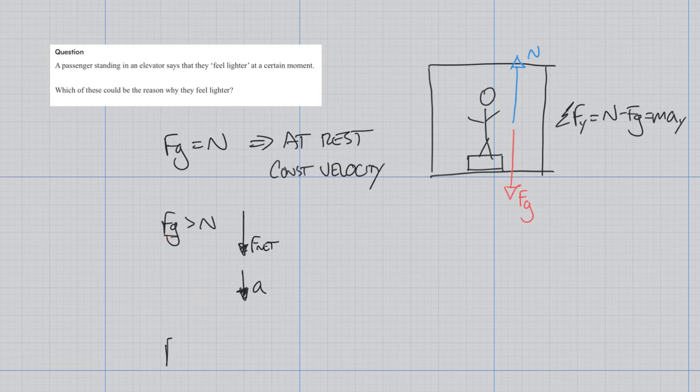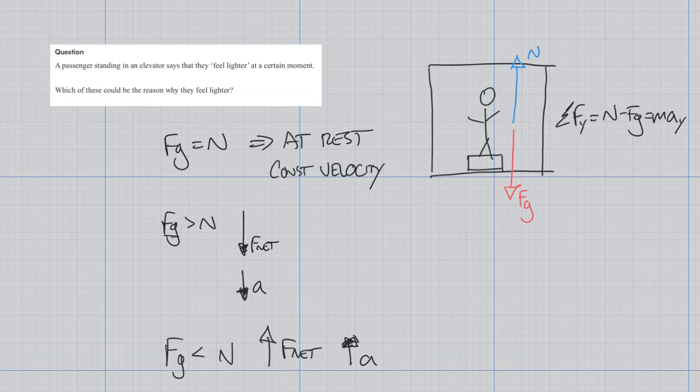The other scenario is when the force of gravity is less than the normal force. So my normal force is greater than the force of gravity. In that case, the scale would be reading that bigger value, so the net force would have to be upwards, and my acceleration would also be upwards. The scale would be reading more than the weight of the person, which means the person feels heavier, even though they're not actually heavier.